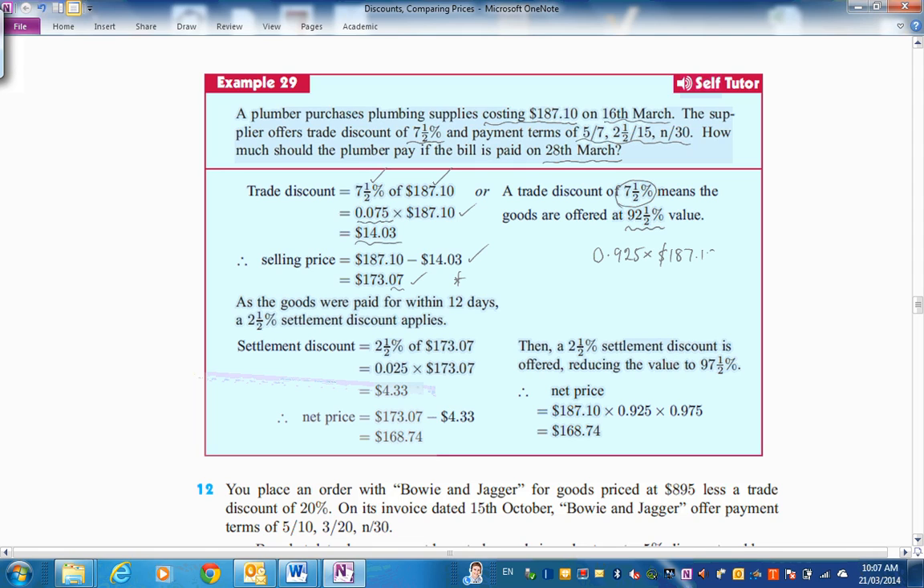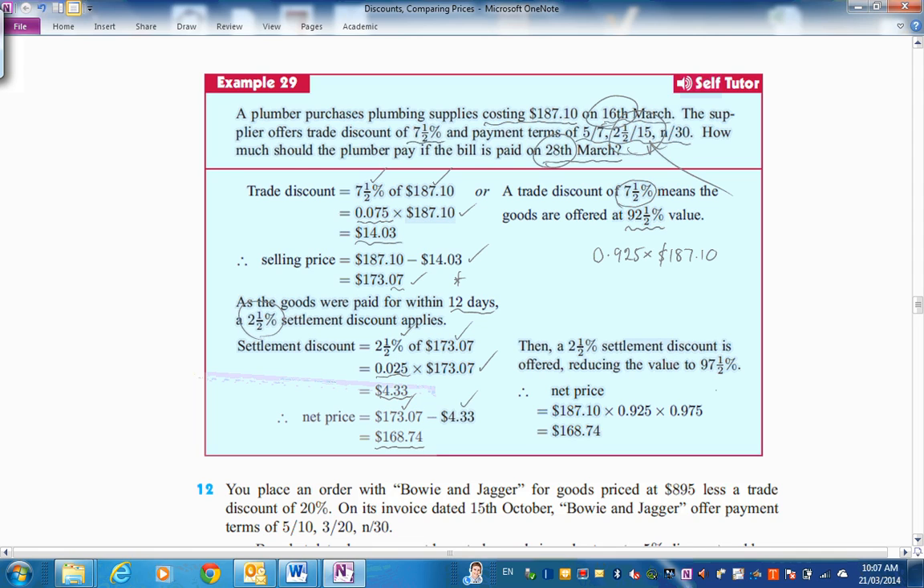You could do that. Okay, as the goods are paid for within 12 days, let's go back up the top here. 16 and 28 is 12 days. So you will get 2.5%. Why? Because you're in this batch here. 2.5% off within 15 days. So you paid in 12 days, get 2.5% off of that. 2.5 divided by 100 is 0.025, giving $4.33. So therefore, it's $173.07, take $4.33. The amount you have to pay is $168.74.